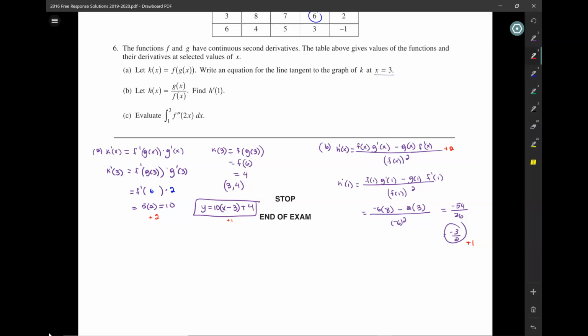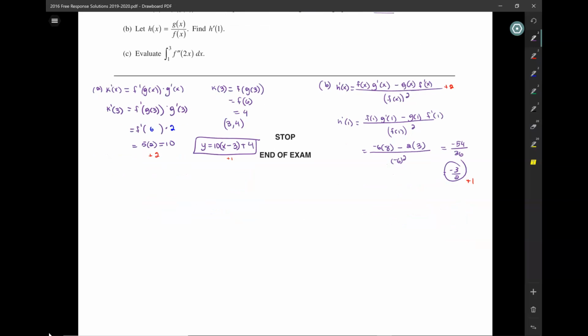If you swapped it into an exponent, so it's to the -1, then did the derivative of it, like product rule, you get the same answer. They don't mark off. Okay, so now actually the 2 points is not for that, it's for this.